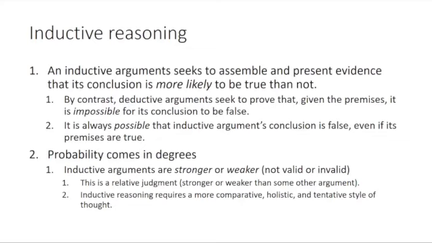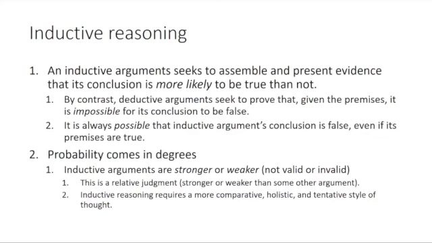So that comes in degrees. Probability comes in degrees, and it's not a black or white issue like valid or invalid. An argument is either valid or it's invalid, but there's no such thing as something that's more valid or less valid. If it's invalid, it's just simply invalid. But if it's valid, it's 100% the case that there's a contradiction between presuming that the premises are true and that the conclusion is false. So that's a completely different thing that we're looking at here, because inductive arguments are either stronger or weaker, not valid or invalid.